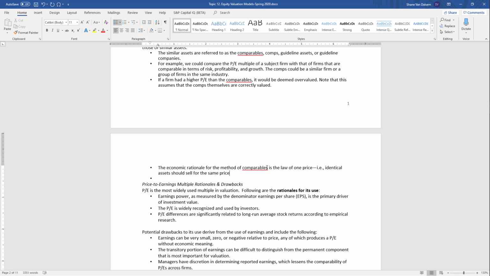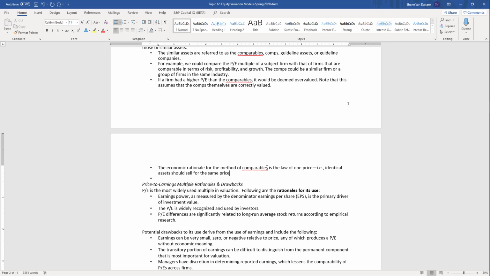Potential drawbacks to its use come from the use of earnings. So if you have a company that has negative earnings per share or very low earnings per share, it's going to give you a price to earnings ratio that doesn't make sense. It'll give you a negative price to earnings ratio if the earnings are negative. If the earnings per share are very small in absolute terms, either positive or negative, you can get a huge price to earnings ratio, and one that really doesn't make sense.